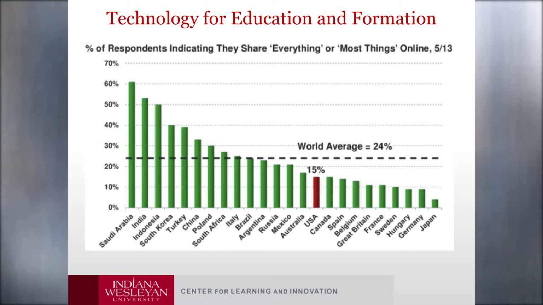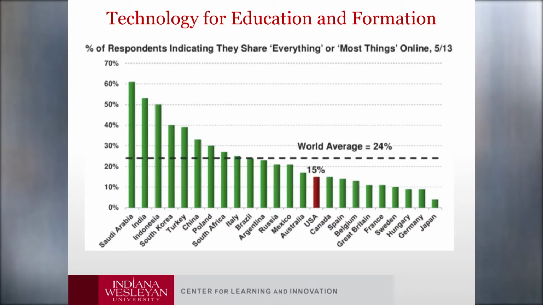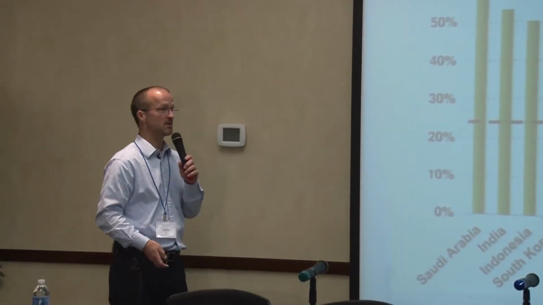But here's an interesting one on the percentage of respondents saying they share everything. We've got some people in some countries like Saudi Arabia and India that share a ton of their personal information online. They just put it all out there. Whereas we tend to be a little more conservative as a group, but I think you would find that the adults online are more conservative and our teens are not. They're not necessarily very aware of what they're doing, as we illustrated earlier.